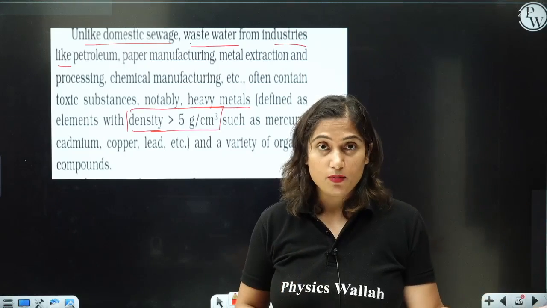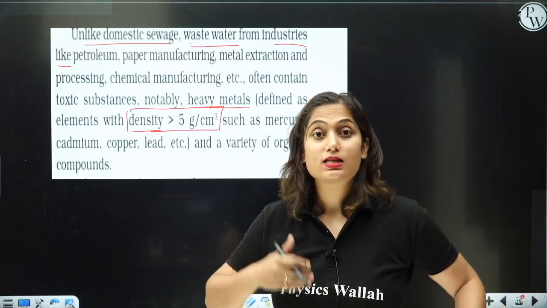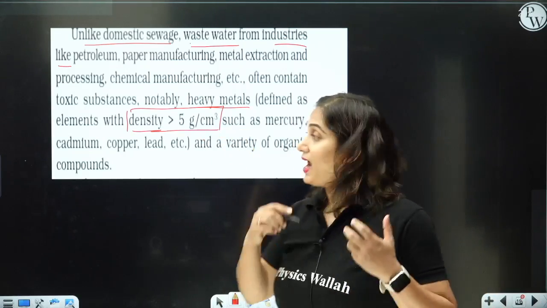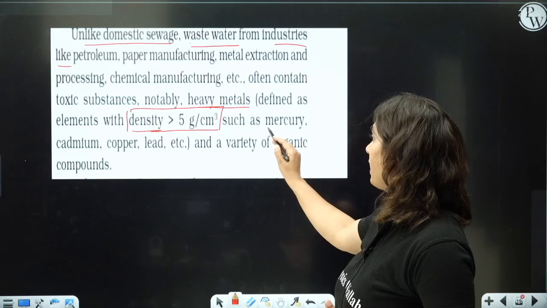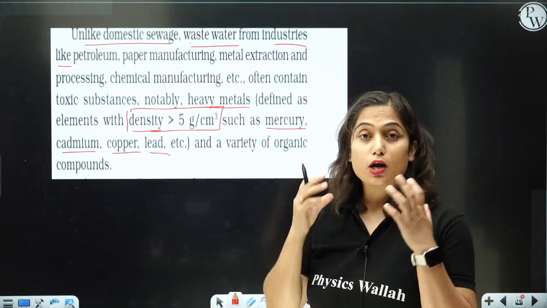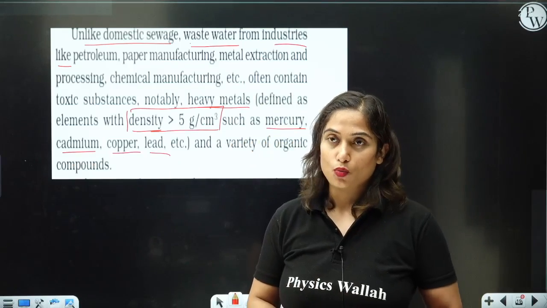And what are heavy metals? Whose density is greater than 5 gram per centimeter cube. And the examples of heavy metals are mercury, cadmium, copper, and lead. They are not good for water and they pollute the water. Okay.